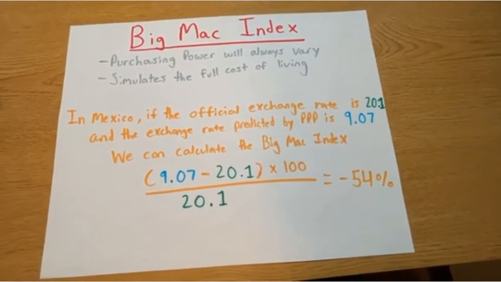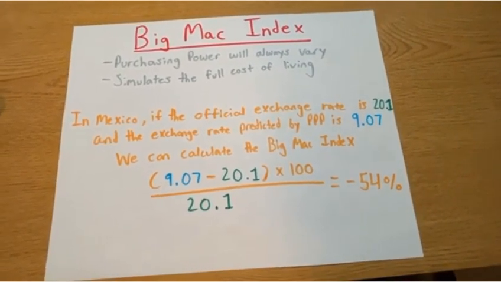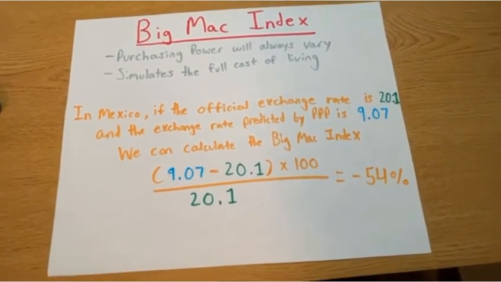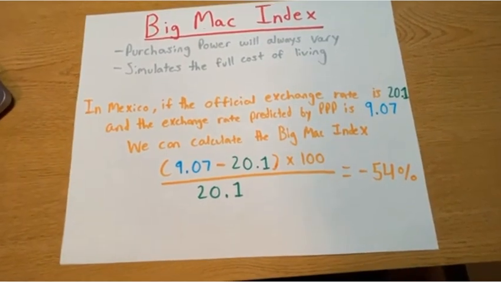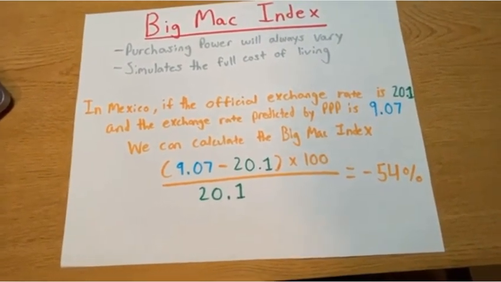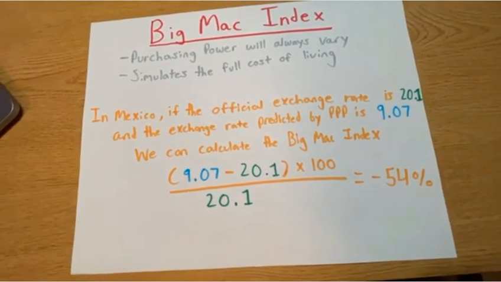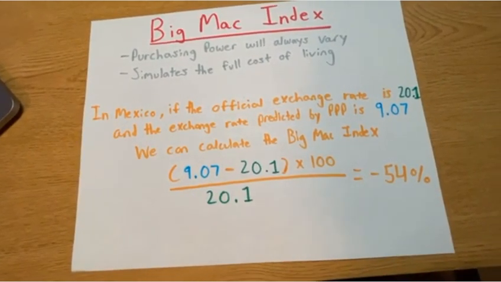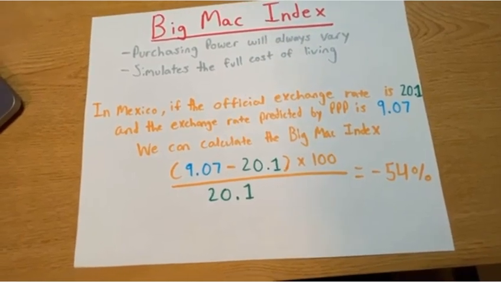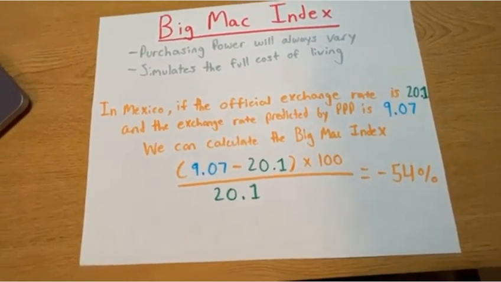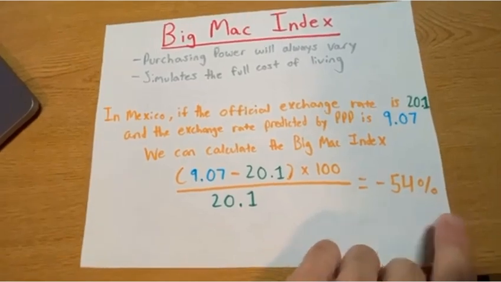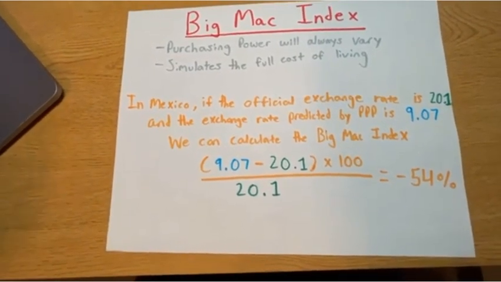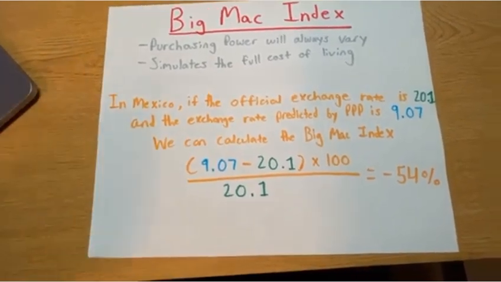So this negative index means that price levels in Mexico are lower than we'd expect if purchasing power held true, meaning that real purchasing power is higher in Mexico than in the US. Remember, we learned that PPP does not hold true because of three factors: transaction costs, non-tradables, and trade restrictions. So this would be if those weren't there. And then on the other hand, if this negative 54% was a positive, the Big Mac Index would prove that purchasing power is lower in these places rather than higher.